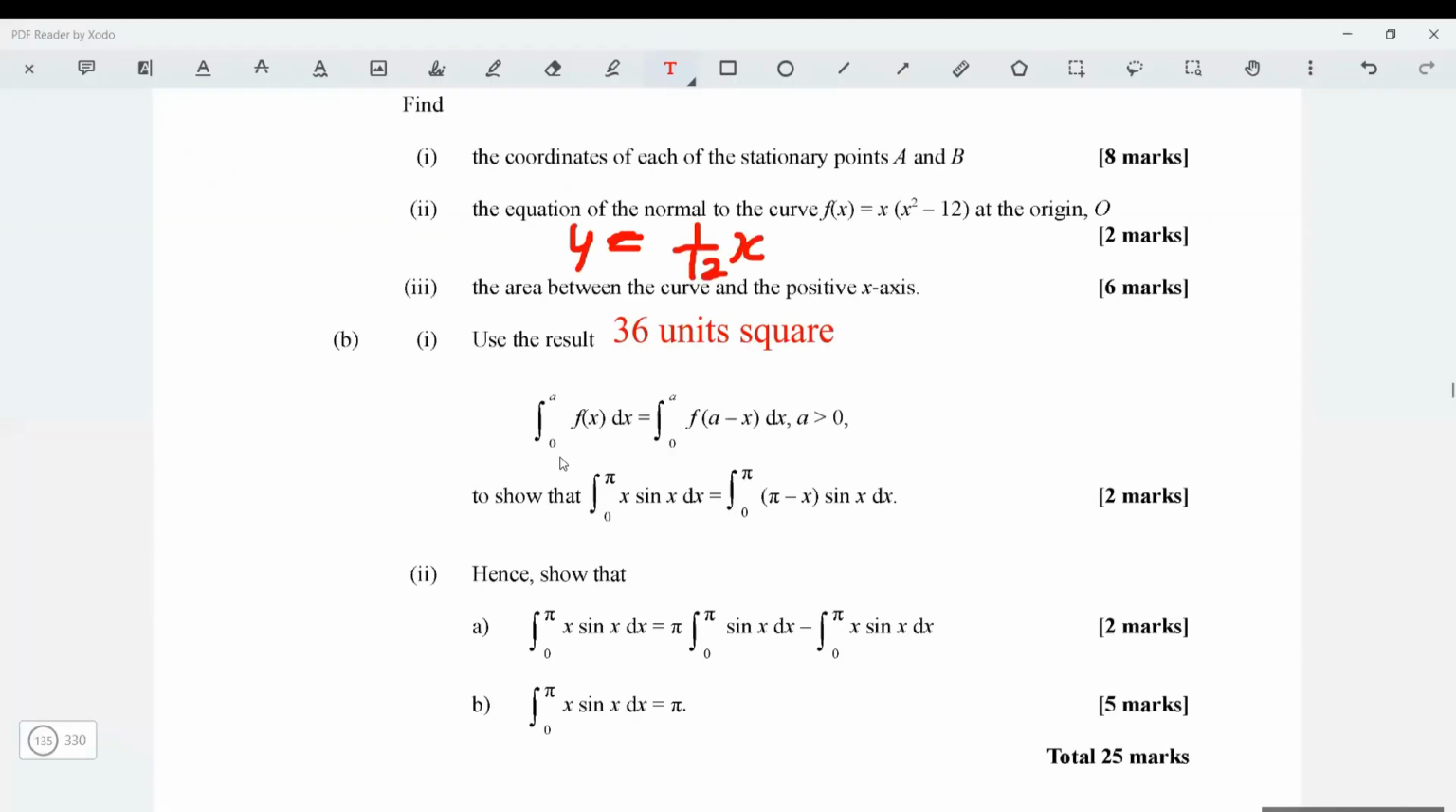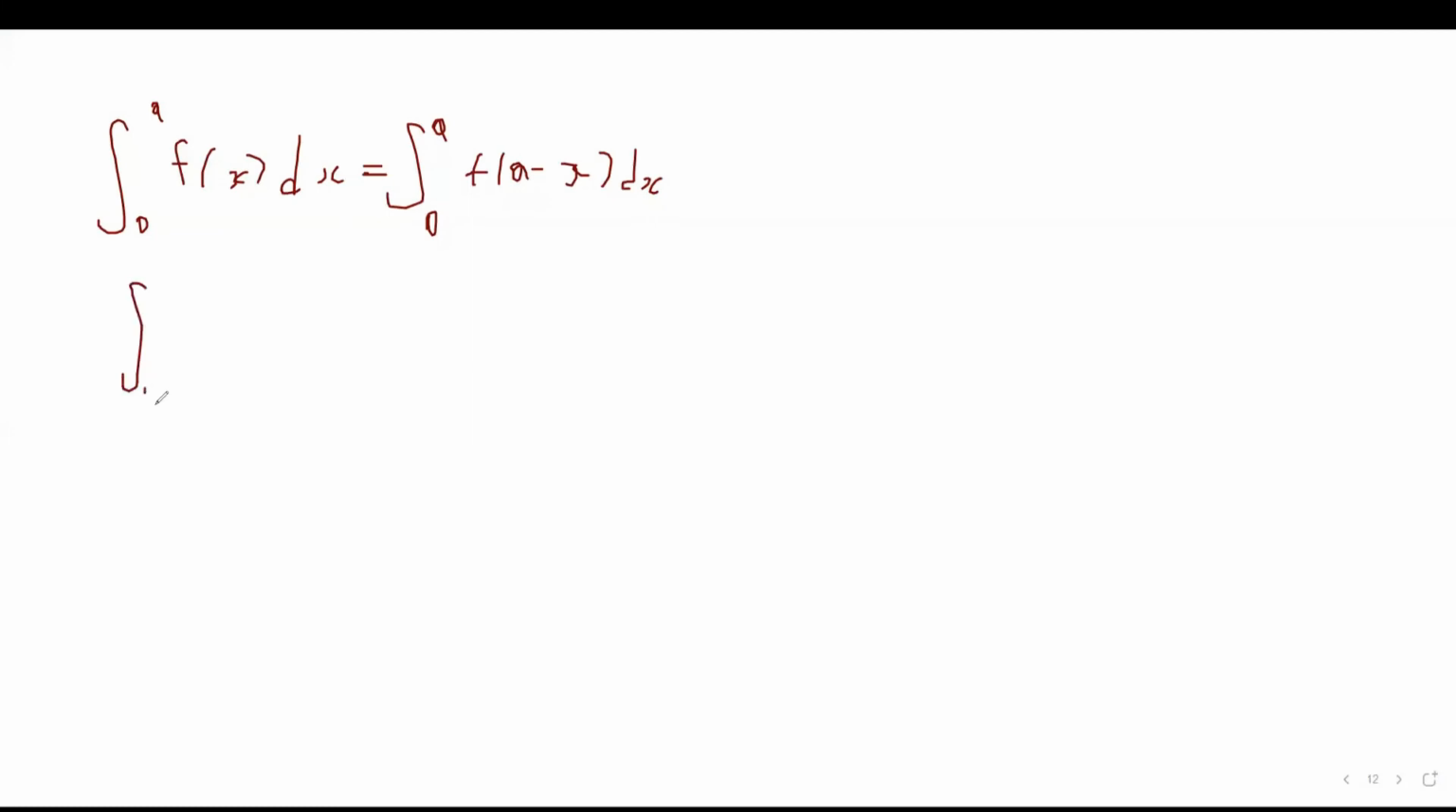So now, Marika, we need to use it to show that the integral from 0 to pi of x sine x is this right here. Let's go ahead and do that. So we need to integrate from 0 to pi of x sine x dx. All right, this is what we need to do.